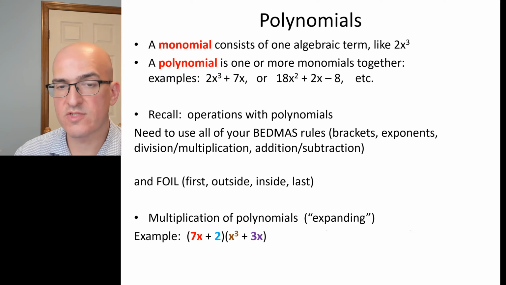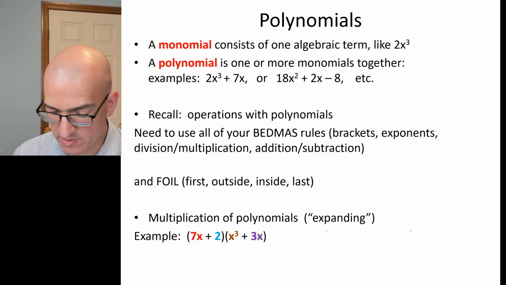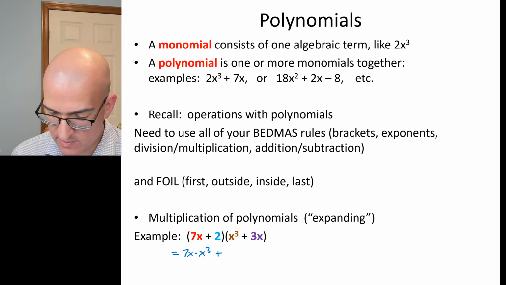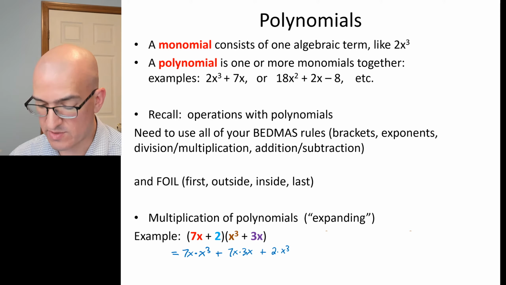You multiply the first times the first. So for the example shown here, 7x times x to the power of 3. That's the F part. Then there's the outside part, outside times outside, the 7x times the 3x. Then there's the inside, the 2 times the x cubed. And then there's the L, the last, so the 2 times the 3x.